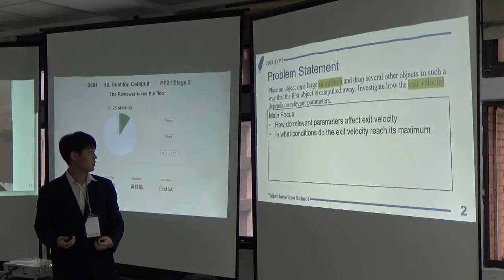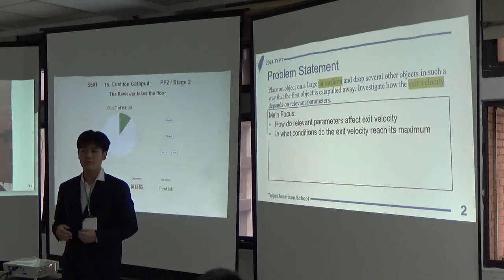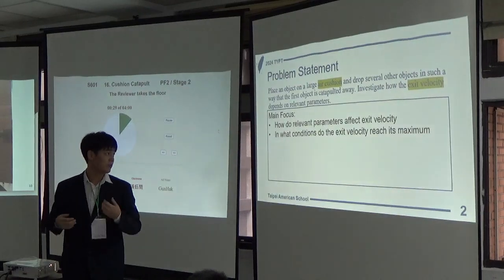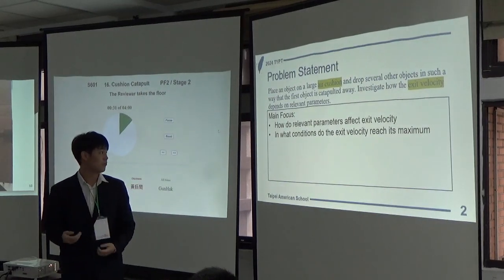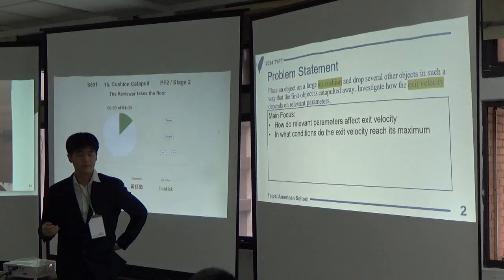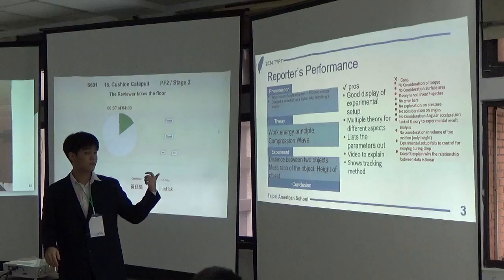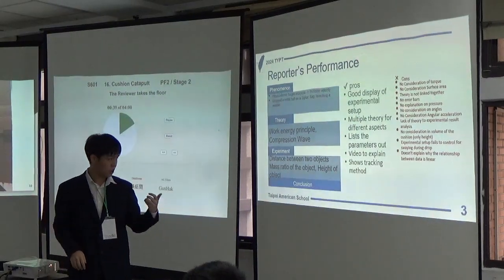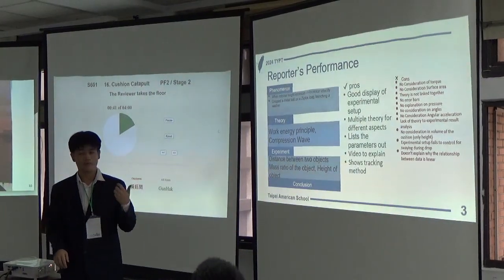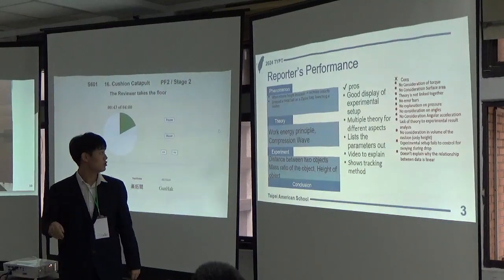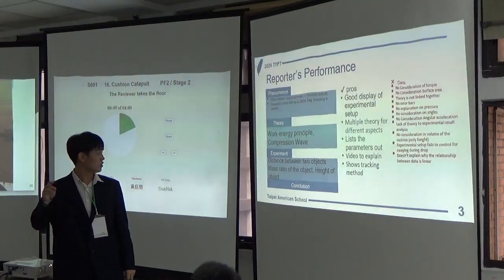Investigate the exit velocity depending on the relevant parameters. The main focus of the reporter was how the relevant parameters affect the exit velocity and in what conditions the exit velocity reaches its maximum. And this is the reporter's performance. First, for the phenomenon, he talked about how when the release height increases, the velocity also increases, and dropping a metal ball and launching the washer.